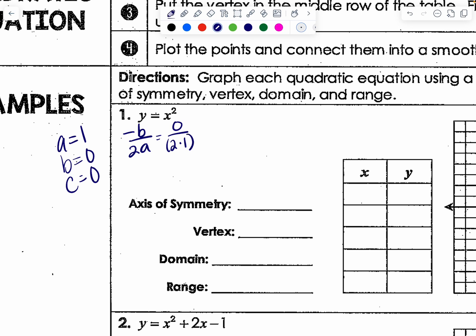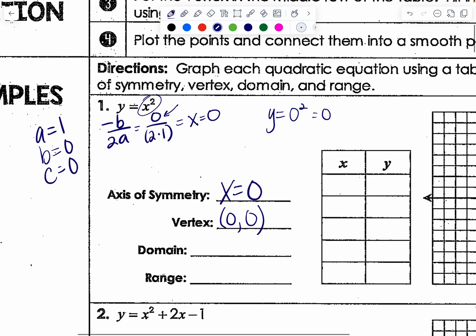Now, anytime the b value is missing or is 0, you're always going to have a 0 on top here. And 0 divided by anything is always 0. So if we are missing our b value, then our axis of symmetry is always x equals 0, which means the x coordinate of our vertex is 0. To find the y coordinate of our vertex, we take 0 and plug it back into our original equation. So I have y equals 0 squared, which is just 0. So my vertex is at 0, 0.